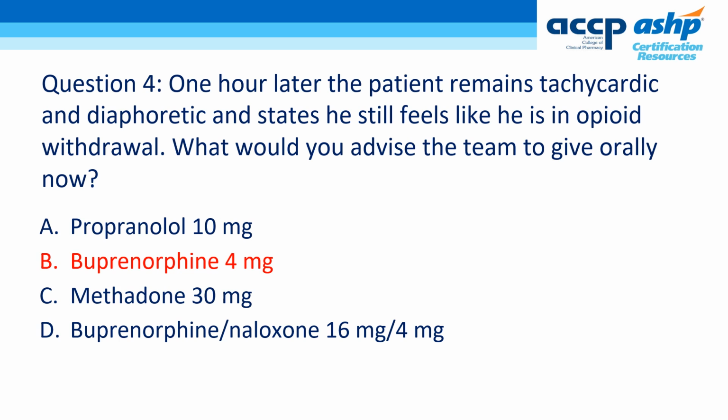The correct answer is B, administer another dose of buprenorphine 4 milligrams. If the patient still feels like he is in opioid withdrawal, it is appropriate to redose the medication. Again, answer choice A, propranolol, will only help reduce the sympathetic outflow. In C, buprenorphine should be selected over methadone, as again, the patient has responded to buprenorphine in the past with sustained recovery and did present with a prolonged QTc.